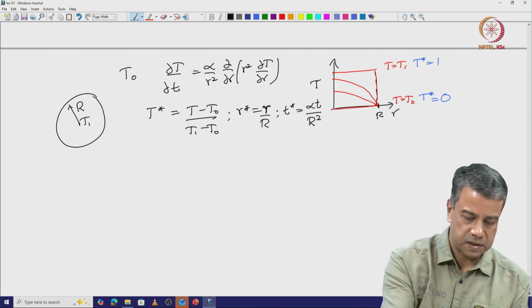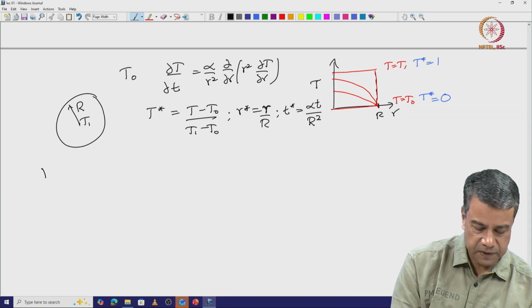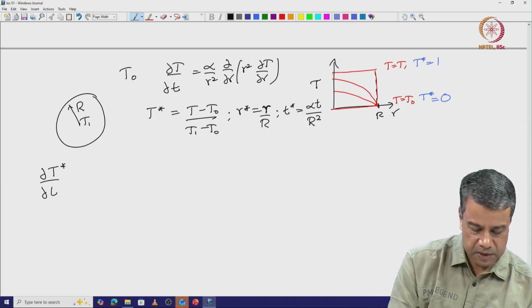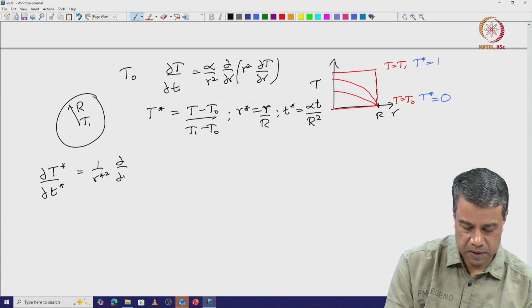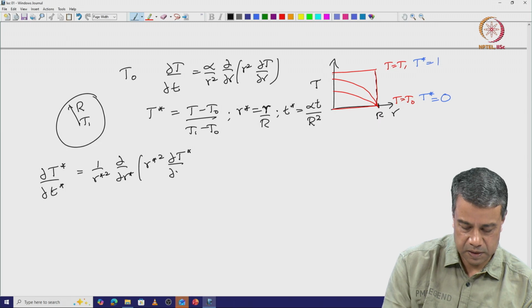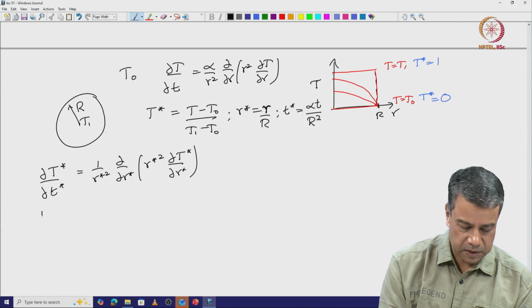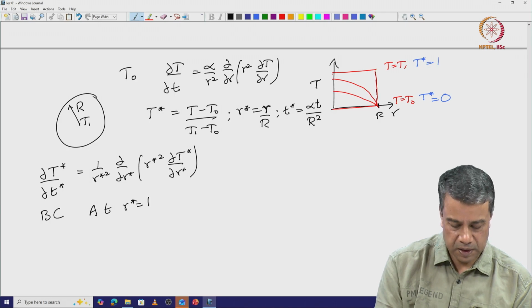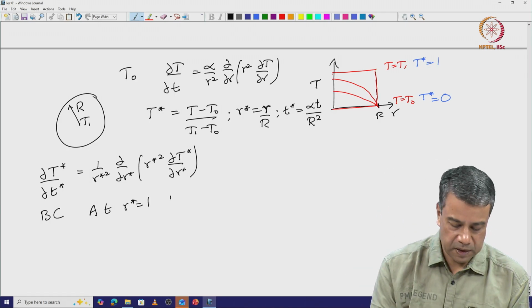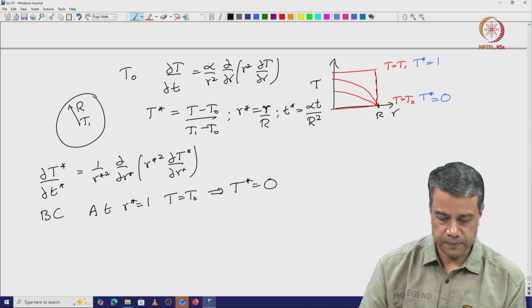There are no sources or sinks in this coordinate system. So, in terms of this, the temperature field becomes partial T star by partial tau is equal to 1 by r star square partial by partial r star of r star square partial T star by partial r star. What are the boundary conditions? Boundary conditions at r star is equal to 1, that is on the surface, we know that T is equal to T naught, which implies that T star is equal to 0.